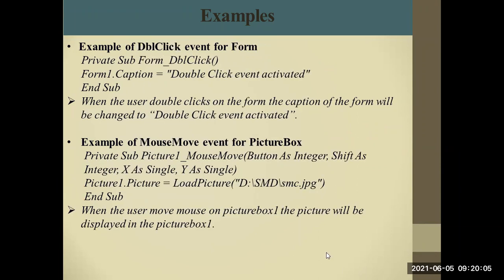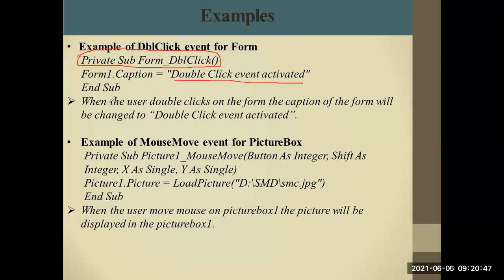Now the third example is whenever you perform a double click event on a form. Now this is your function definition part. I have defined private sub form double click. Clear? Now I'm using form dot caption. Caption basically represents the name of the form. So I have written form dot caption is equal to double click event activated. Now this message will be displayed.